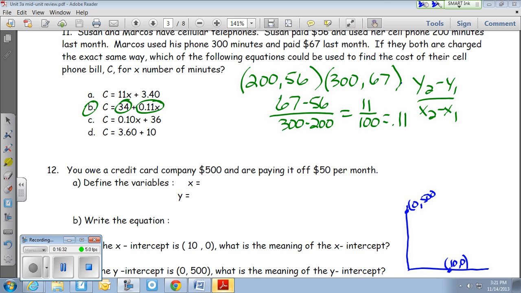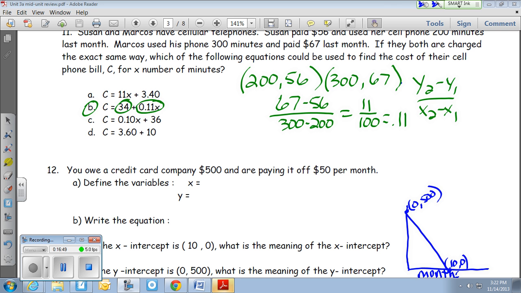And then connect those points. And notice that it's a negative slope. So when in letter B, when I need to write the equation, I know it needs to be a negative slope. Now I know it's paying off $50 per month. I know that months is my x-axis.